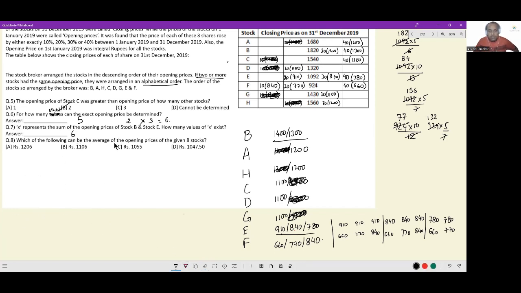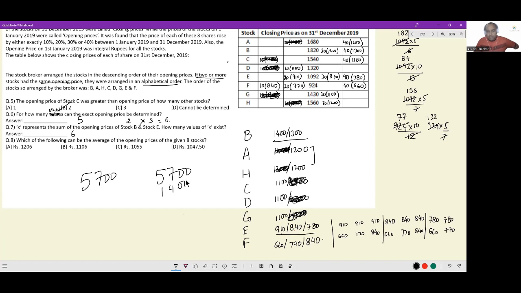Which of the following can be the average of the opening prices of the given 8 stocks? Okay. So if I'm looking at the average of the opening prices, one case will be the maximum possible average that I can find, and the other case will be the minimum possible average. For maximum, B will be 1400. These are pretty much fixed. So 24 plus 33 adds up to 5700. 5700 is constant in either case, whether it is max or min.